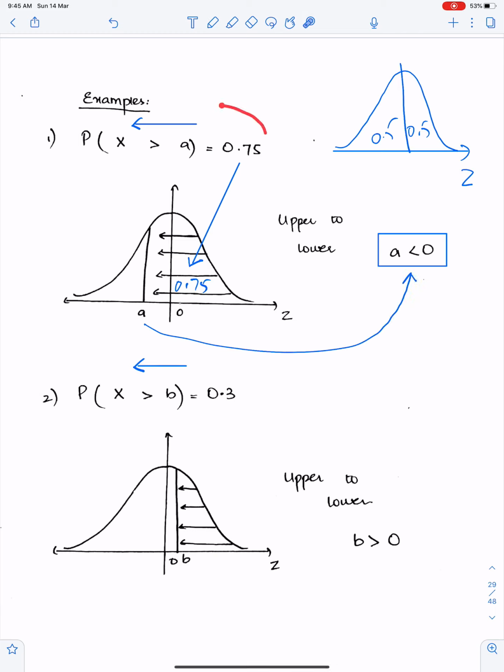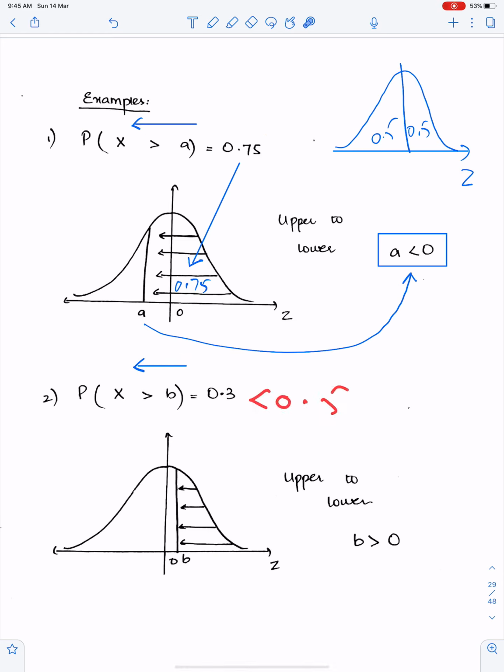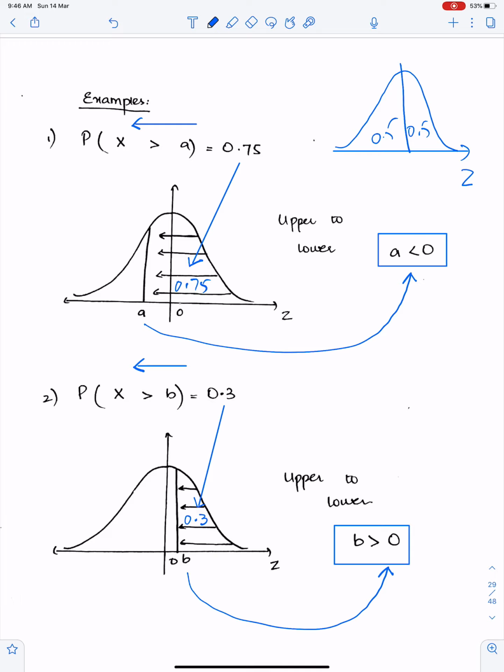Same question, but the area is less than 0.5. You have to shade in the same way from the upper tail towards the lower tail, but you have to stop somewhere before this central line, because the area is less than 0.5, and your unknown is positive. That is why we shade the given area, to decide the position of the unknown, whether it is negative or positive.